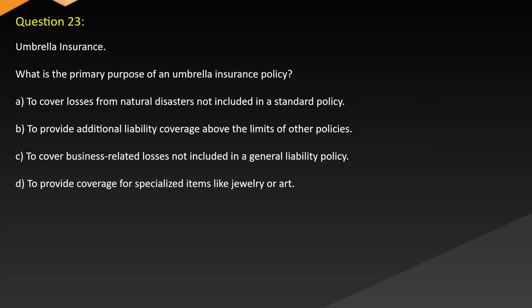Question 23. Umbrella insurance. What is the primary purpose of an umbrella insurance policy? A. To cover losses from natural disasters not included in a standard policy. B. To provide additional liability coverage above the limits of other policies. C. To cover business-related losses not included in a general liability policy. D. To provide coverage for specialized items like jewelry or art.